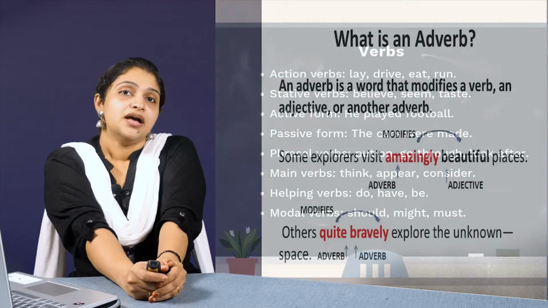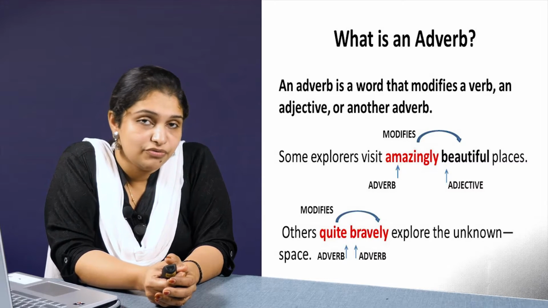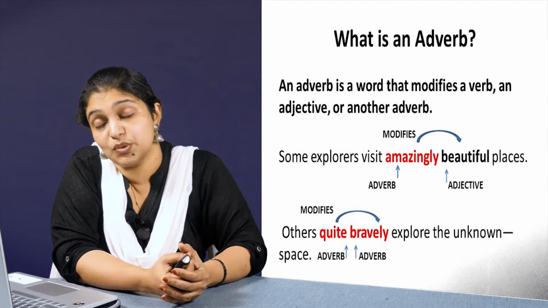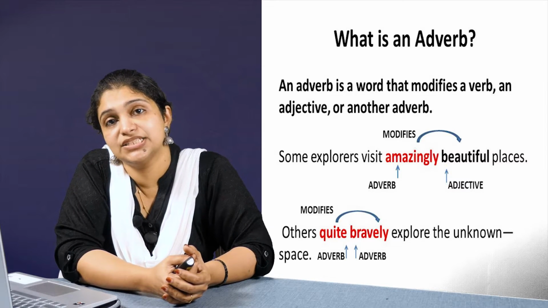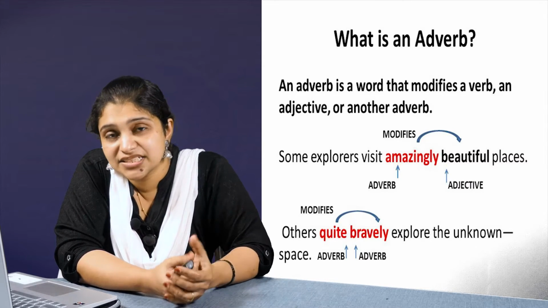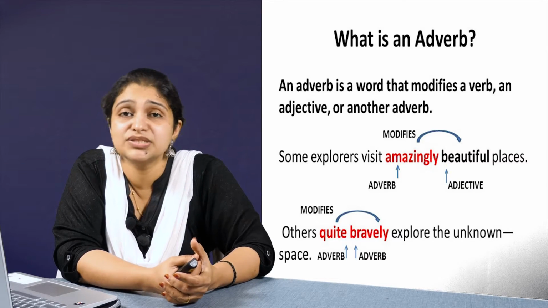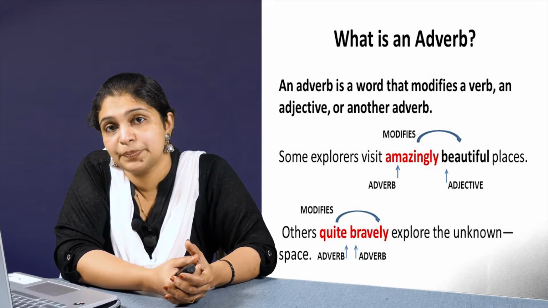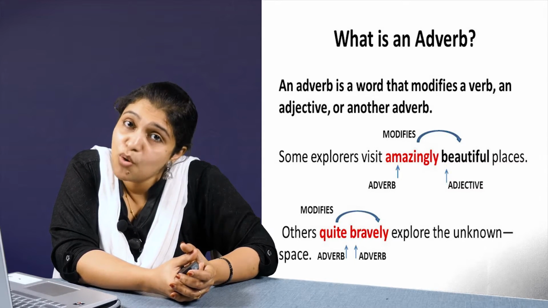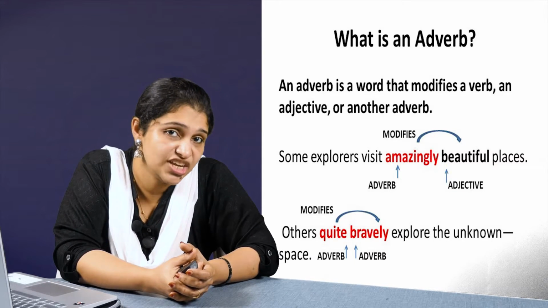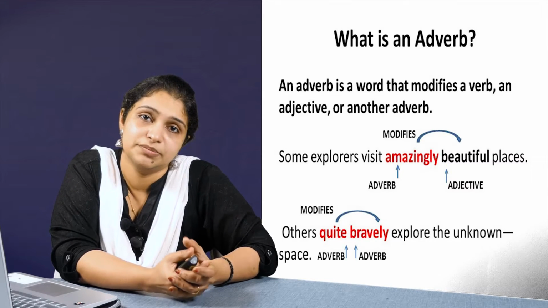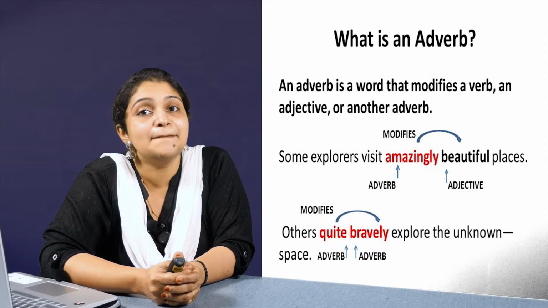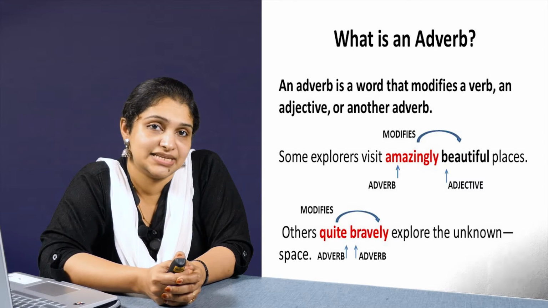Okay. Here is the next category of parts of speech, which you call adverb. From the very name itself, you might be knowing that it pertains to verbs. It has got something to do with verbs. An adverb is a word that modifies a verb, an adjective or another adverb. See the example there: some explorers visit amazingly beautiful places.